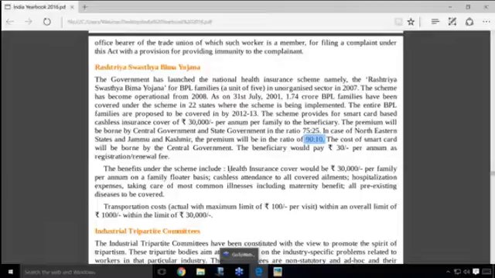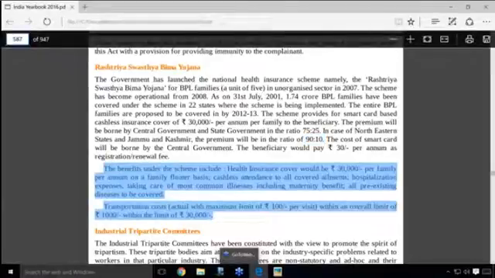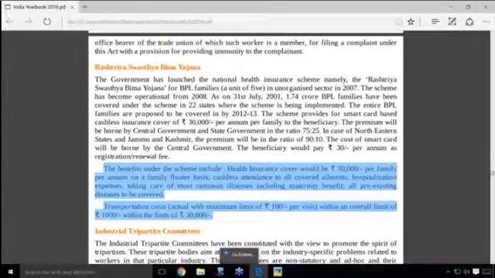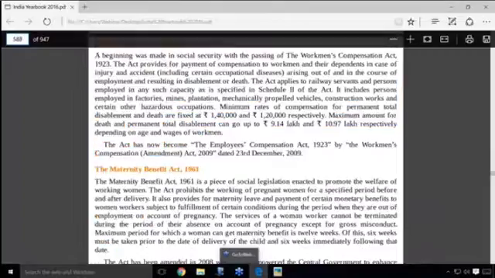And see the benefits under the scheme. Even this can be asked in prelims. So just some factual information. Then take page number 654.